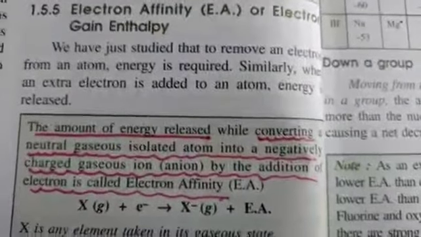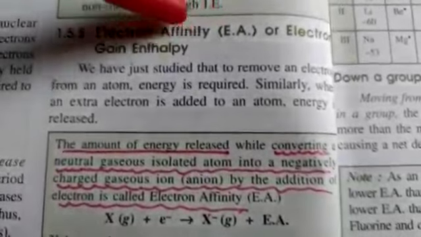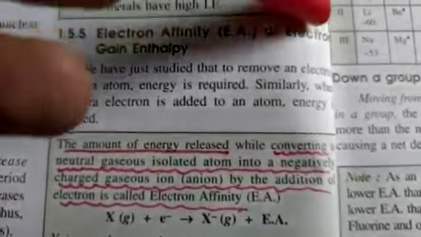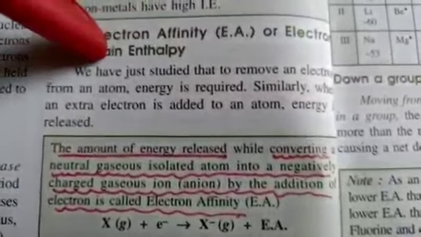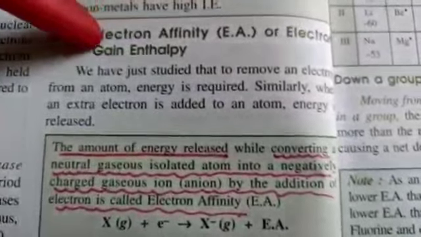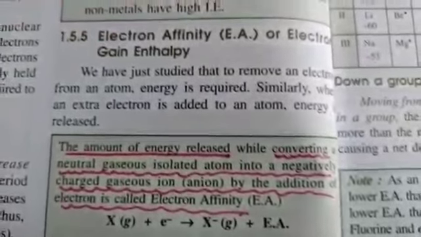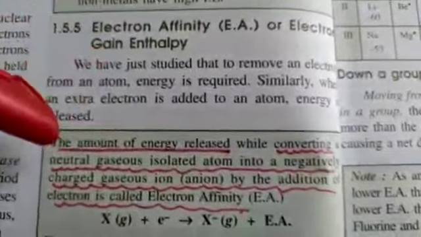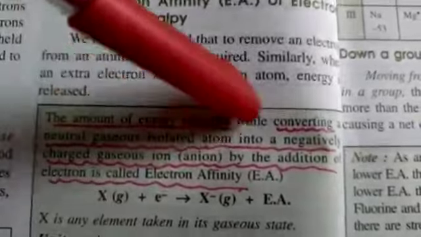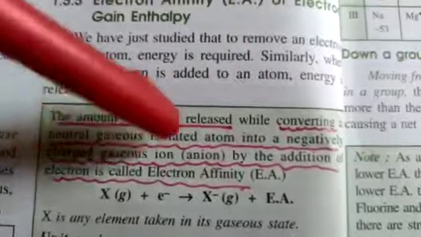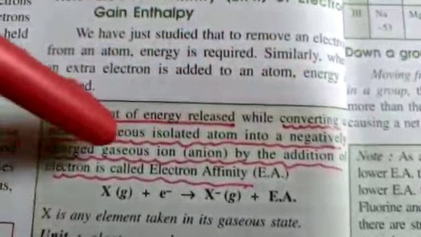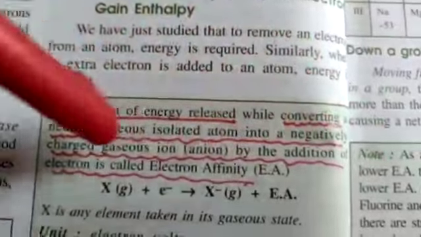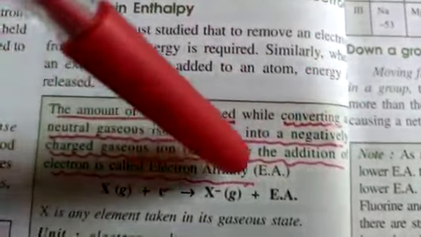Continuing with the same idea, let us understand electron affinity. It is also called electron gain enthalpy. Now, as the name suggests, gain, therefore here energy would be released. The amount of energy released while converting a neutral gaseous isolated atom into a negatively charged gaseous ion by the addition of electrons is called electron affinity.